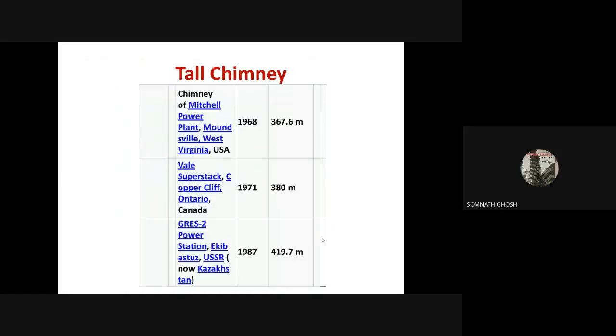These are tall chimneys in other parts of the world. 367.6 meter chimney in US. In Canada, 380 meters. In Russia, which is now Kazakhstan, 419.7 meters. It's quite tall, quite tall.